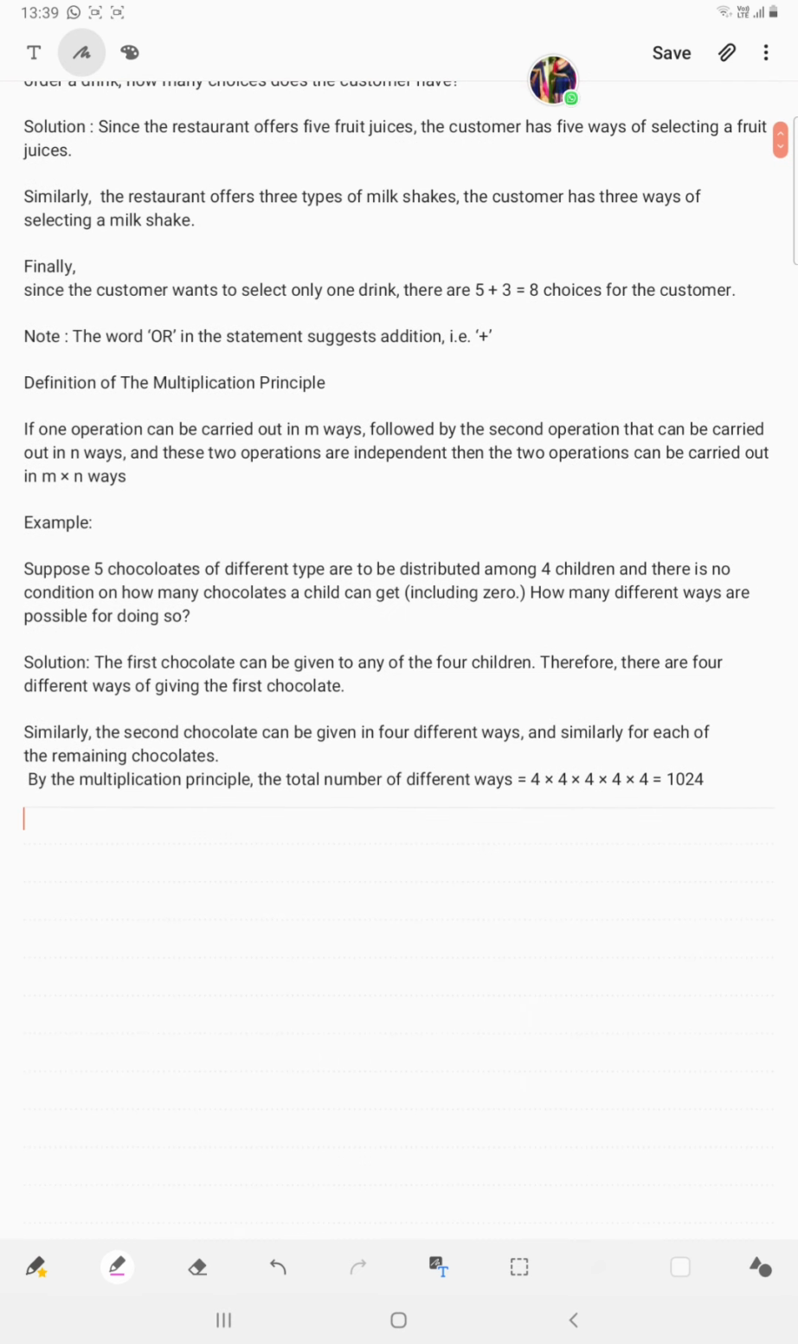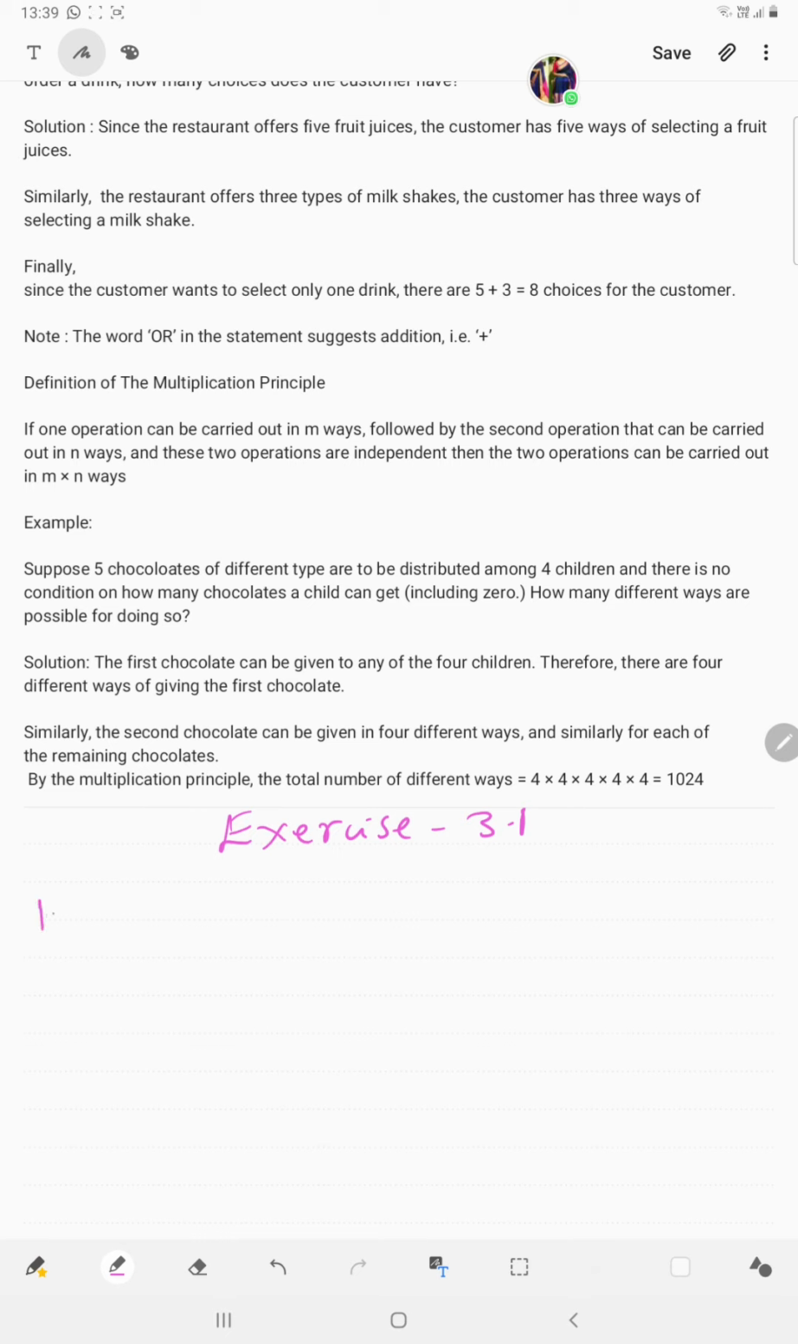Only by learning examples, we will not learn the subject. Therefore, we will learn exercise. Now, exercise 3.1.